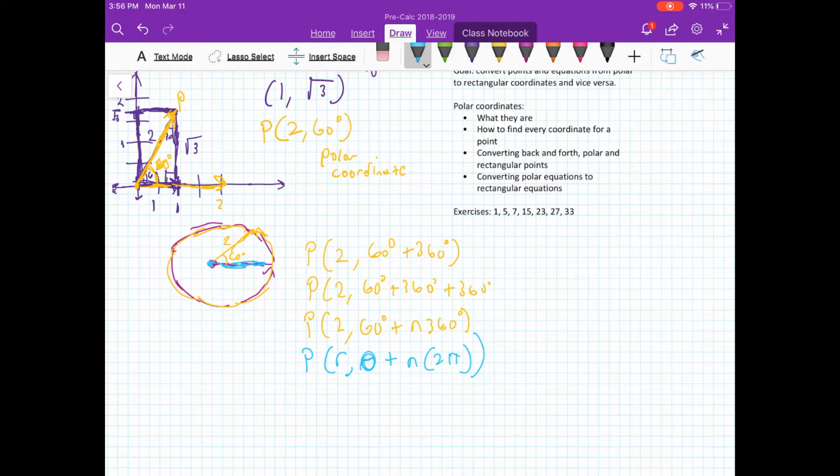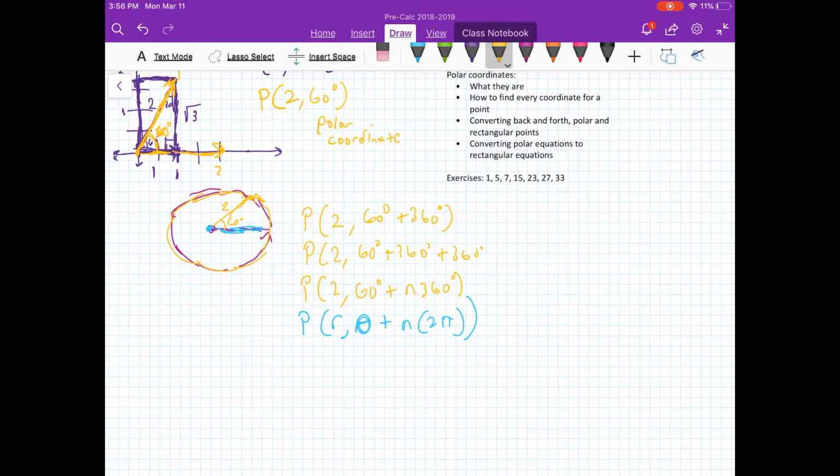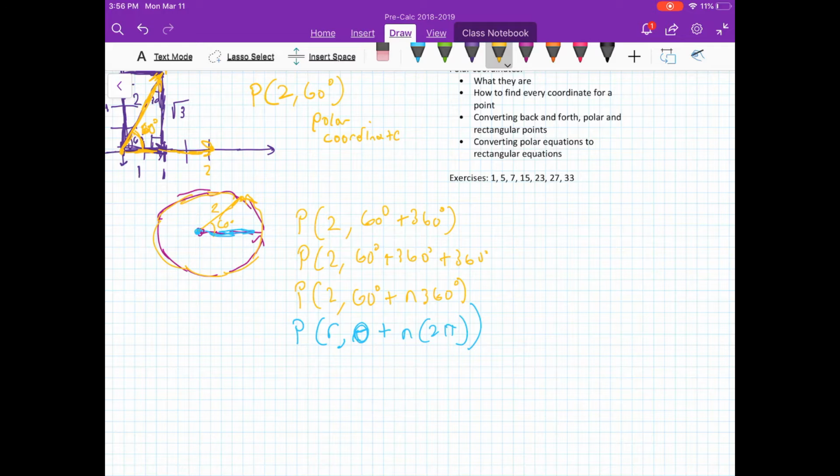We could also find another way to write this if you wanted to. Let's see, what else can we do? We can go negative as well. So what would happen if instead of adding 360 degrees, I added only 180 degrees? What if I said P of 2 and then 60 plus 180, so 60 degrees plus 180 degrees? That'd be down here. I started going 2, and then I went 60 degrees, and then I'd go another 180 degrees. That's halfway around the circle.